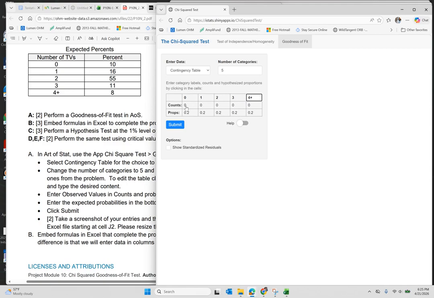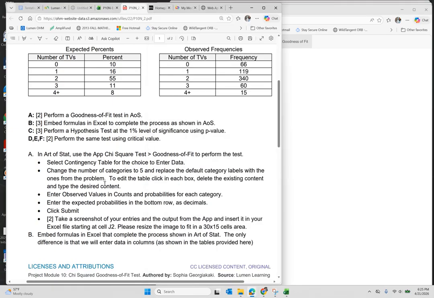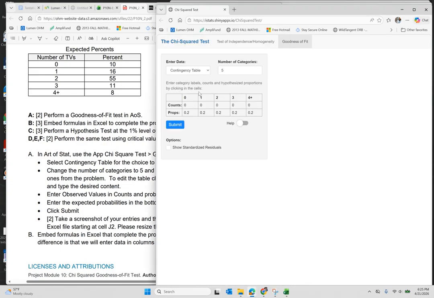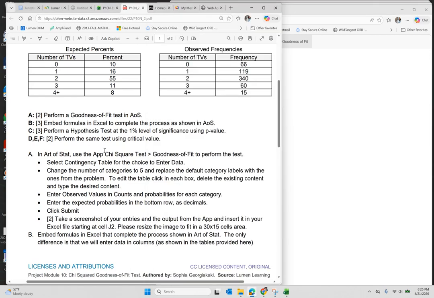And then in the counts, I will have to enter the counts from the sample. So they have to be the 66, the 119, the 340. So 66, 119, 340, and then 60, and then 15.